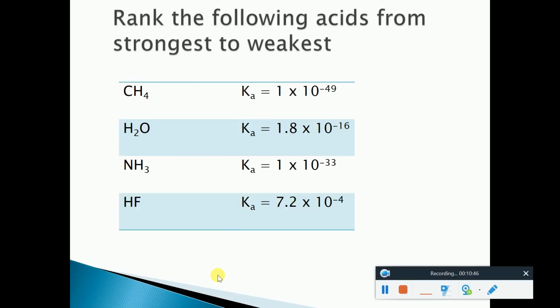Remember from Gen Chem, the Ka value, and Ka is the dissociation constant of the acid. And the bigger the Ka, the more acidic the species is. And we see that here. So we would expect this species to be the highest and this to be the lowest. So ranking from strongest to weakest, we have HF, and then H2O, NH3, and then CH4.